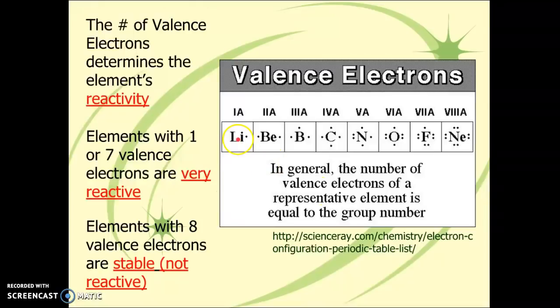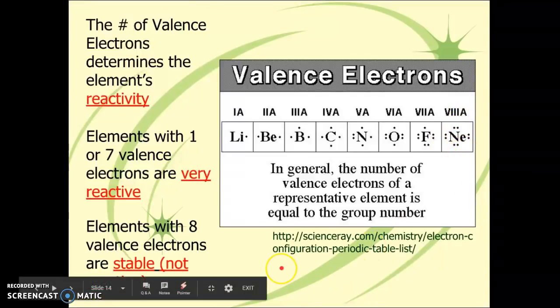So the most reactive elements on here, right, would be the ones that have 1 or 7. Neon over here, which is a noble gas, not very reactive. It has all of its final shell filled up with 8 electrons.